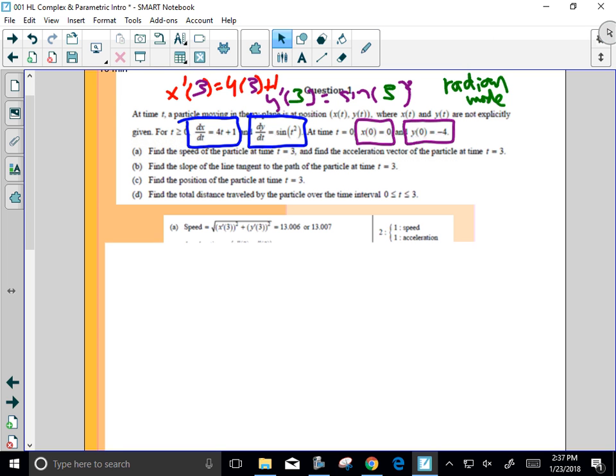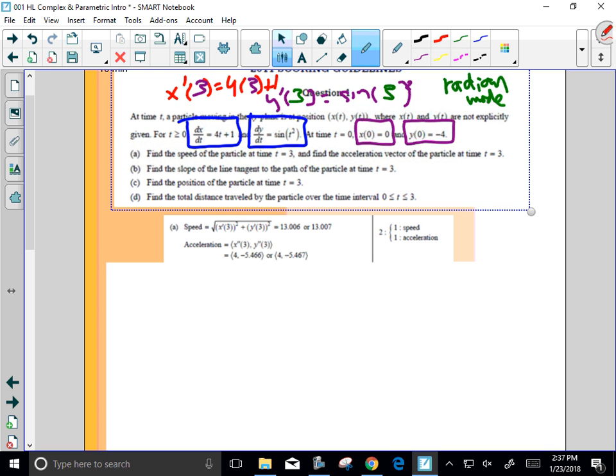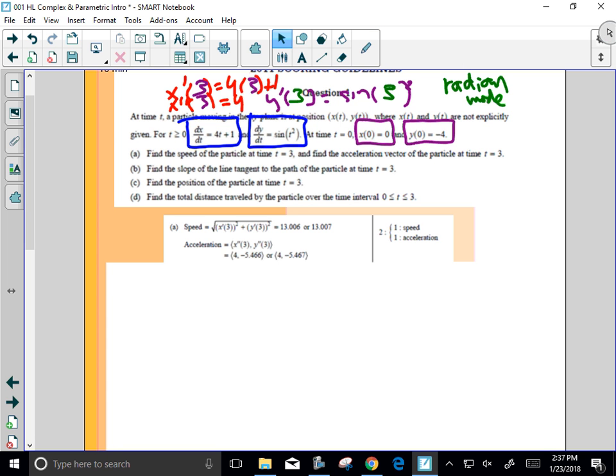Let's do B. It says find the acceleration as well. Acceleration, you just take the second derivative. So if this is the first derivative, what's the second derivative of dx dt? 4, right? And then we put in a 3, but if there's no t, this is just going to be 4. And then when you take the derivative of this, you've got to do cosine of t squared times 2t. You've got a little work ahead of you there. But that's how you get those two numbers. So 1 point for each of those, speed and acceleration.